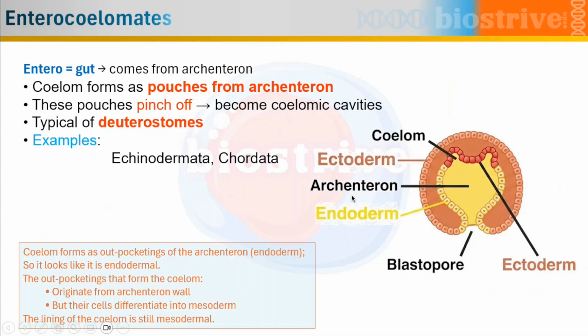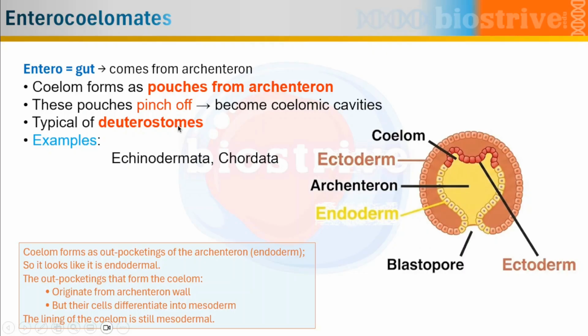Now let's talk about enterocoelomates. By entero, we mean gut. The coelom will come from the archenteron itself, from the gut itself. Coelom will be formed as pouches from the archenteron. So the archenteron will outbulge and there will be formation of some pouches. Initially these cells are from the endoderm, but these cells will be differentiated into mesoderm so that it will be forming a true coelom which is lined by mesoderm from all the sides. So these pouches will pinch off and they will be forming the coelomic cavity in future.